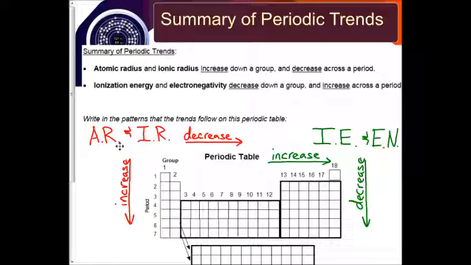Also, be sure that you can label and describe the following on a periodic table. What are groups and periods? Where are the metals, the nonmetals, and the metalloids? Which group has my alkali metals? Which group has my alkaline earth metals? Where are the transition metals? What are the lanthanides and actinides? And where are the halogens and noble gases?